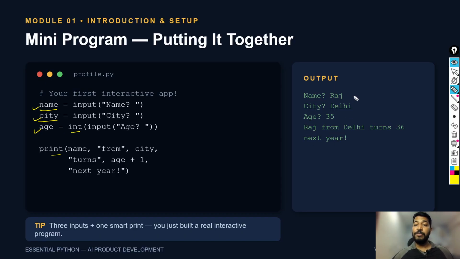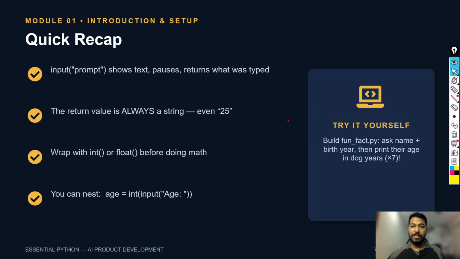So from the user input for the name, I'm taking this string object, and then I'm taking input for city as Delhi, age as 35, and internally I'm doing all the required typecasting and printing it here. This is pretty much required for doing that calculation. Let's understand this with a practical example as well. Okay, this is a quick recap. Let's do it practically as well, guys. That is pretty much important.